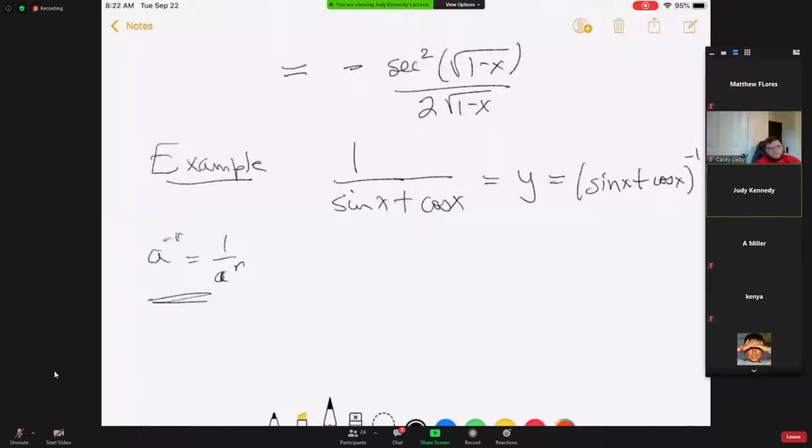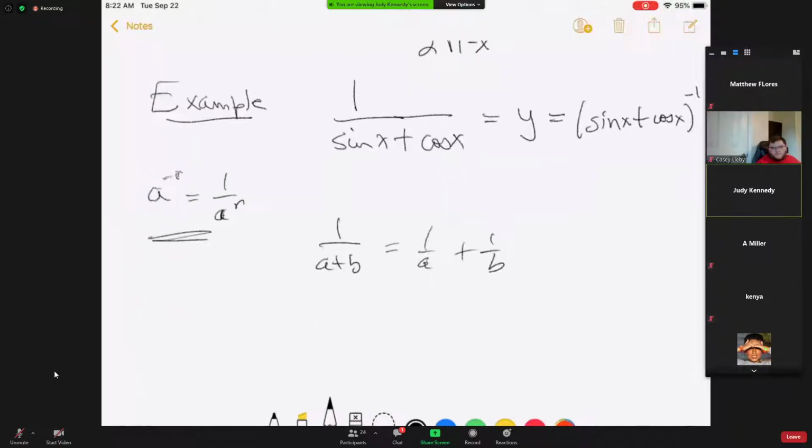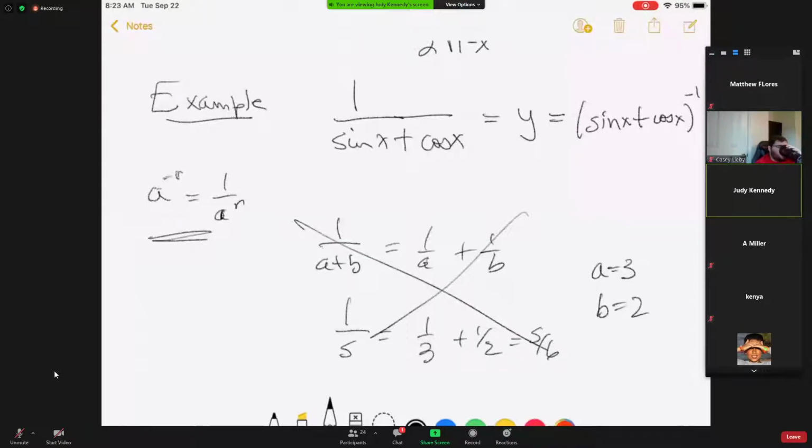Sometimes, for example, and this is totally off the subject, if you're looking at 1 over a plus b and you think, well, I'll just write that as 1 over a plus 1 over b, well, that's totally illegal. And it's easy to see if you put in, say, a equal to 3 and b equal to 2. That would say that 1 over 5 is 1/3 plus 1/2. Well, 1/3 plus 1/2 is 5/6. 1/5 is not equal to 5/6. That's not a rule. That's all wrong.